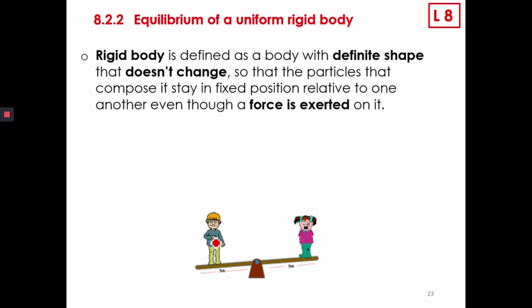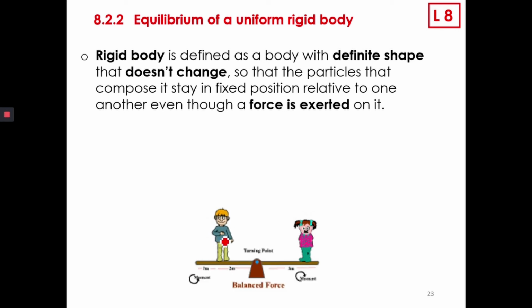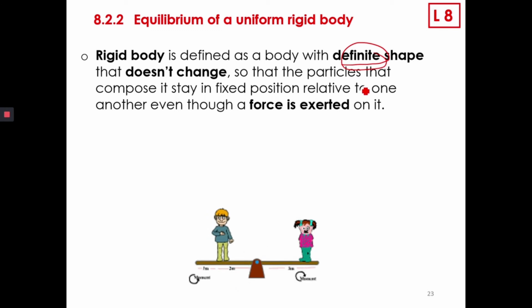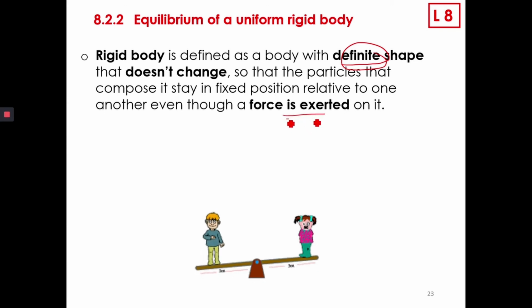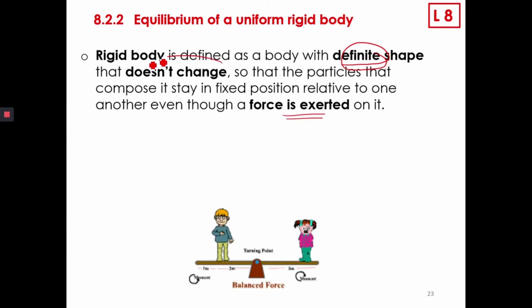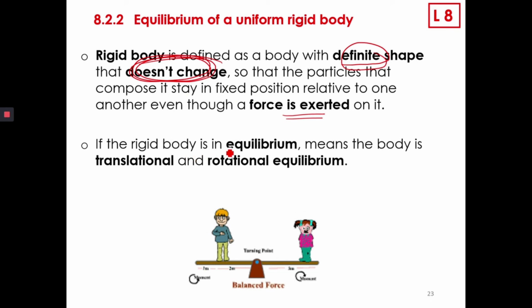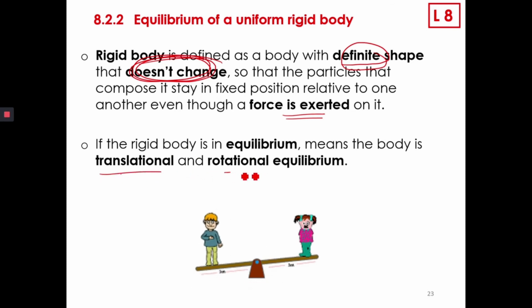Equilibrium of a uniform rigid body. A rigid body is defined as a body with a definite shape that doesn't change. So the particles that compose it stay in fixed positions relative to one another even though a force is exerted. Even when force is exerted, it doesn't change shape. If the rigid body is in equilibrium, it means the translational and the rotational are in equilibrium. What do we mean by translational and rotational?